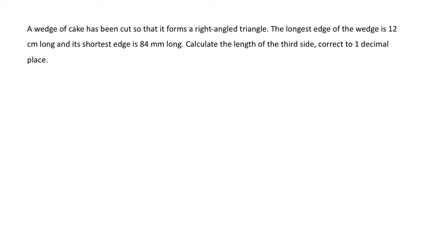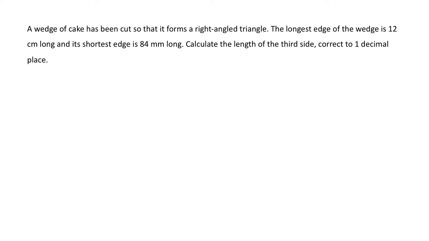So in the example, we have a wedge of cake that has been cut, so it forms a right-angled triangle. The longest edge of the wedge is 12 centimeters long, and the shortest edge is 84 millimeters long. Calculate the length of the third side, correct to 1 decimal place. So let's go ahead and look at how we would answer this question.